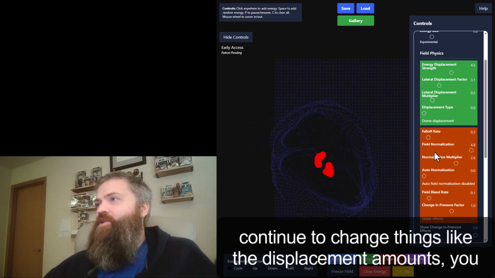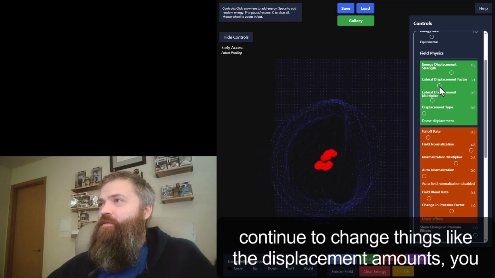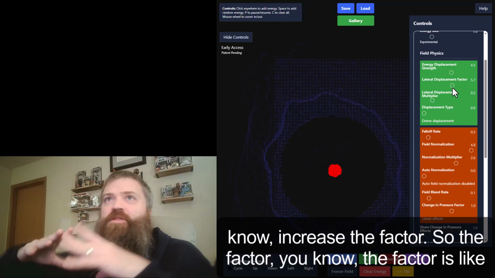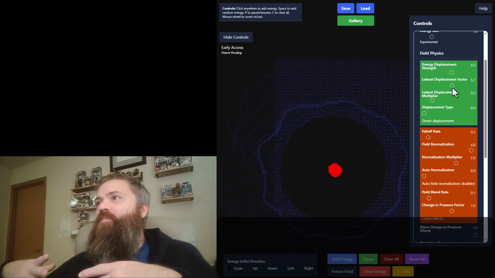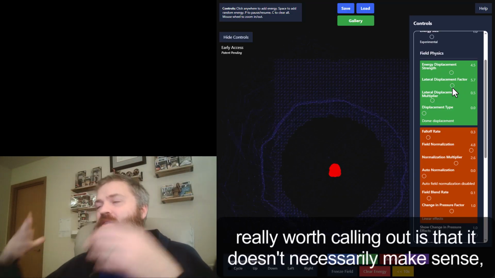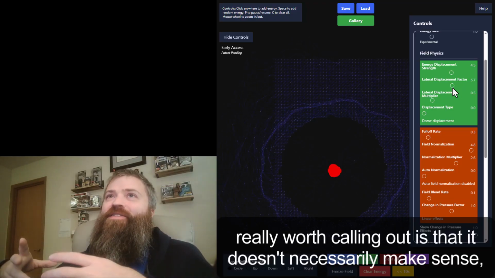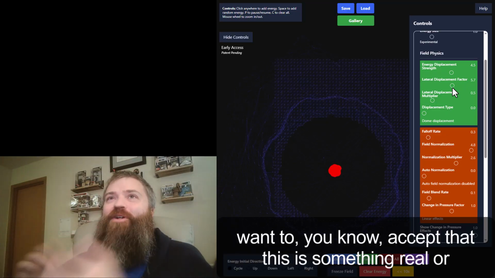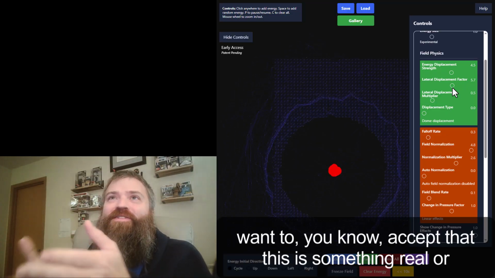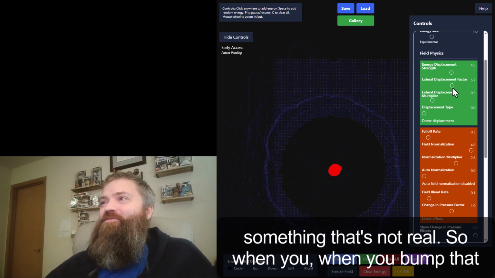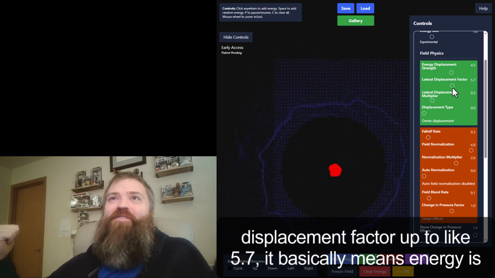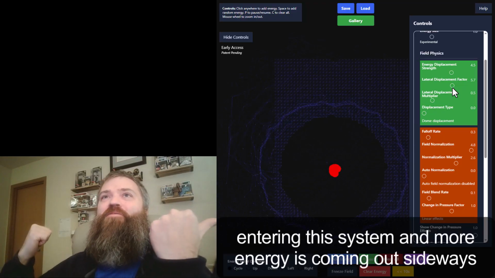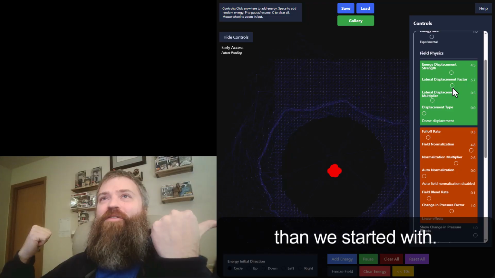We can continue to change things like the displacement amounts, increase the factor. The factor is like a magic value. And this is really worth calling out, that it doesn't necessarily make sense. But it's there for you to play with and decide whether or not you want to accept that this is something real or something that's not real. So when you bump that displacement factor up to like 5.7, it basically means energy is entering this system and more energy is coming out sideways than we started with.